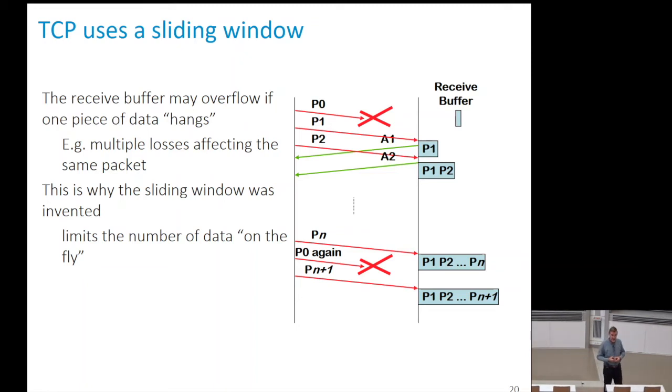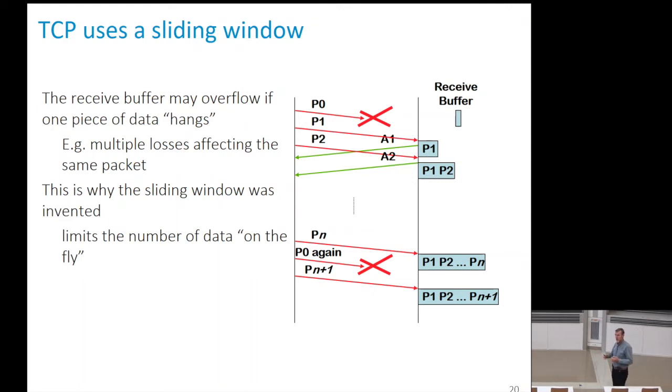Now, it's not sufficient to do everything we said here. We need what is called in TCP a sliding window. So what is a sliding window? First, why was it invented? Well, the first reason to invent it was to avoid overflow of the buffer. This is showing a pathological example, but that may arise.